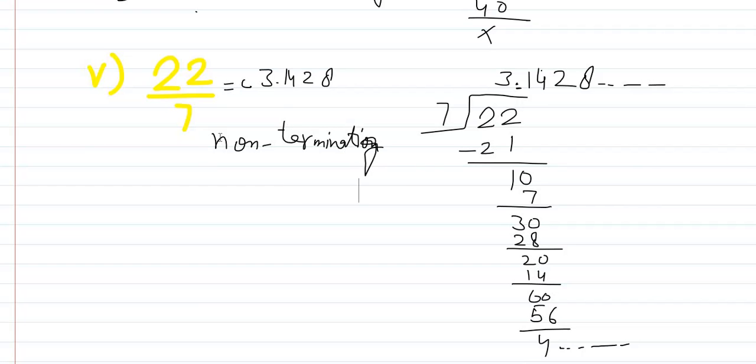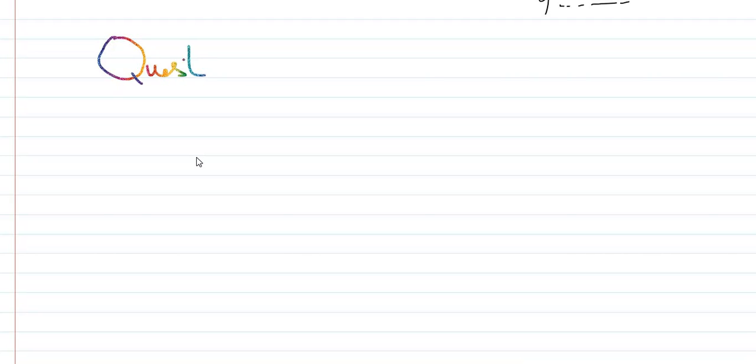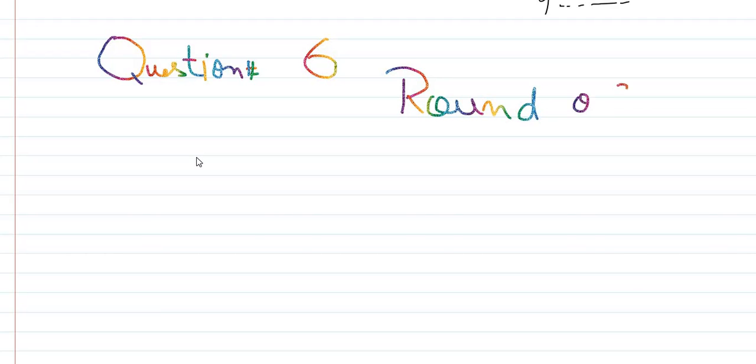Now I am solving question number 6. Question number 6 is too much easy. In question number 6, what do we have to do? We have to round off. How can we round off? Let's see. Part number 1.